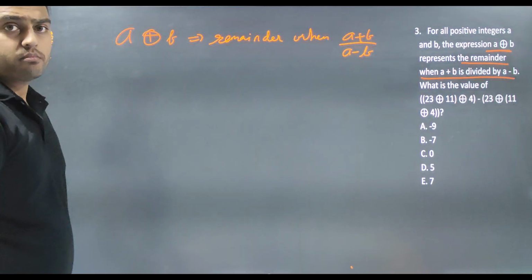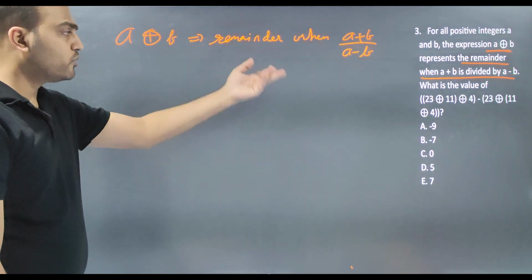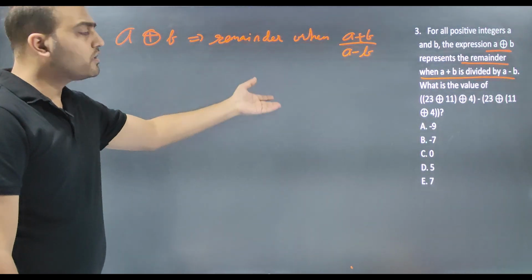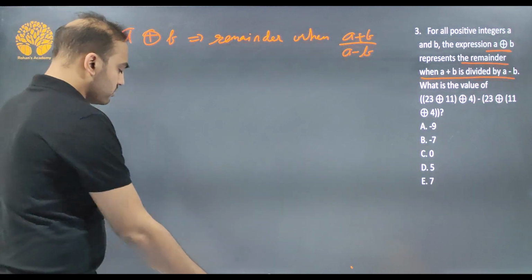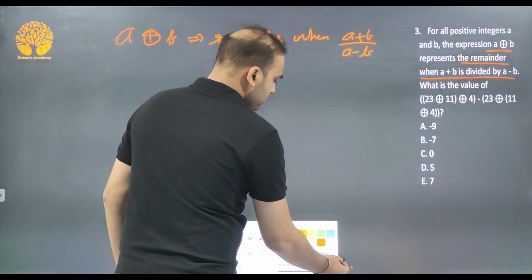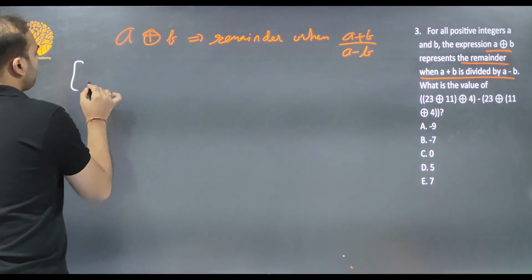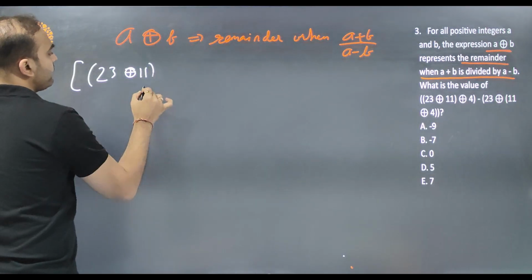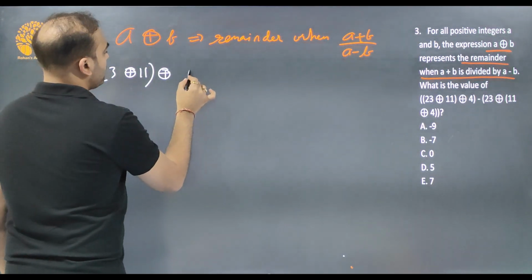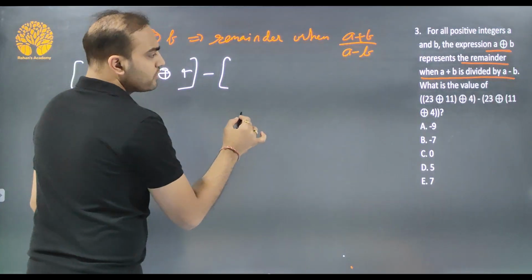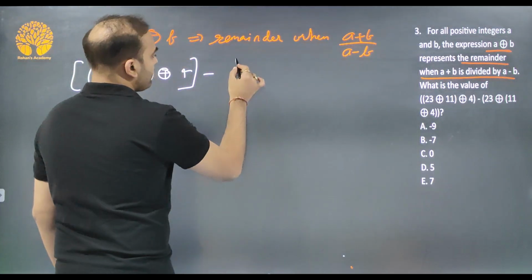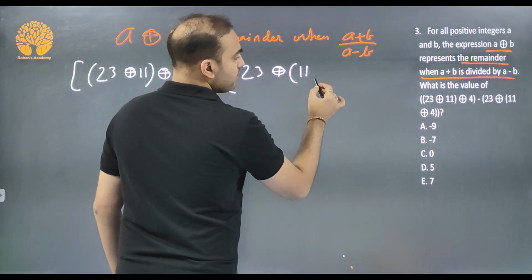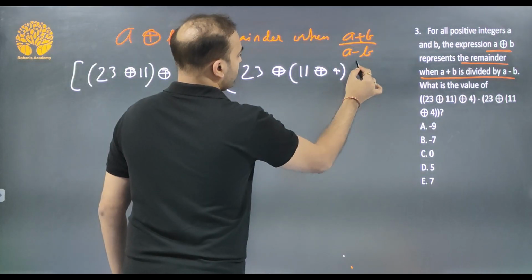Okay, no problem. What do we do? Plug in the values. You have two variables and you have a definition. Doesn't matter. Plug in the values of the variables in the definition to solve the question. So what do we have here? We need the remainder of 23 plus 11, divided by 23 minus 11, minus the remainder of 11 plus 4, divided by 11 minus 4.